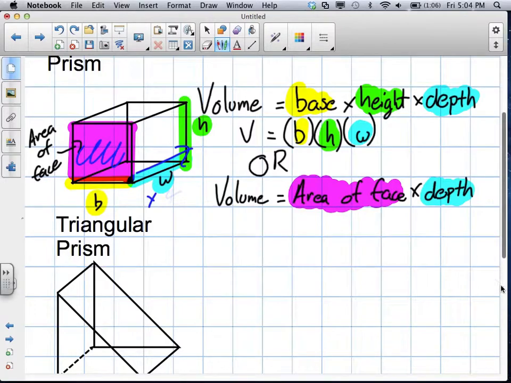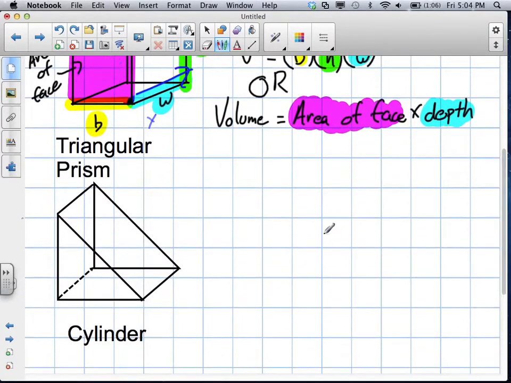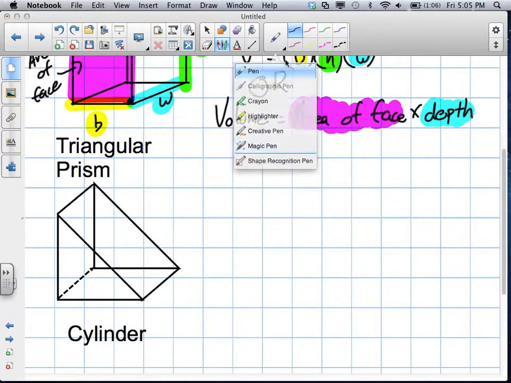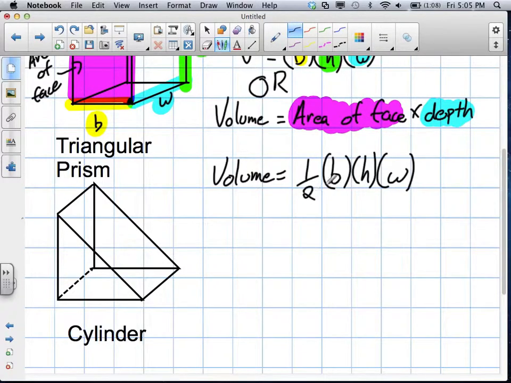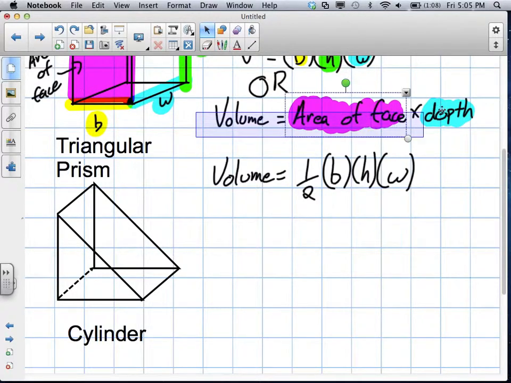So with that same idea, I can just write out the formula for a triangular prism volume. We can do that very quickly. The volume of a triangular prism is half of base times height times, we'll call it width again. Okay, so we're getting a little harder to remember. But we keep that same formula we had before.